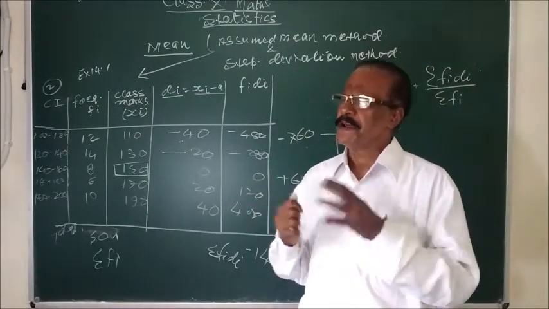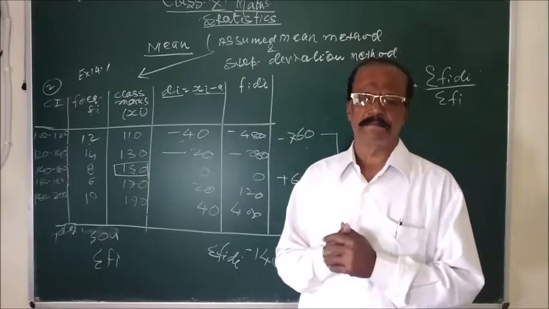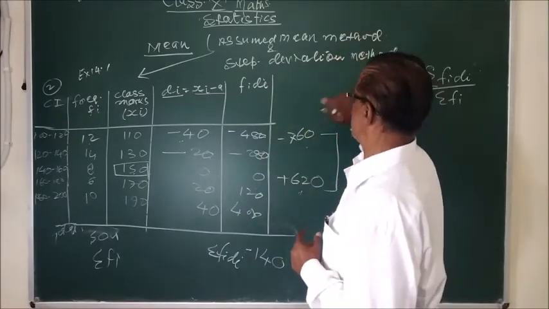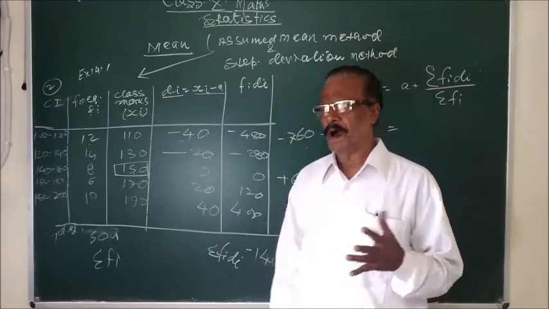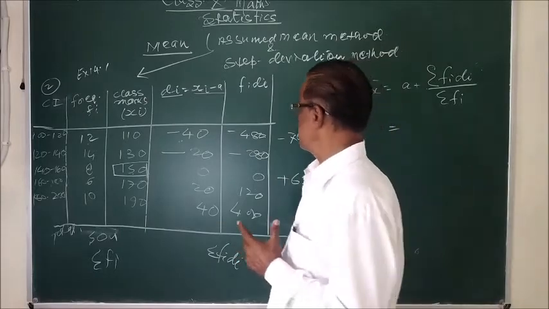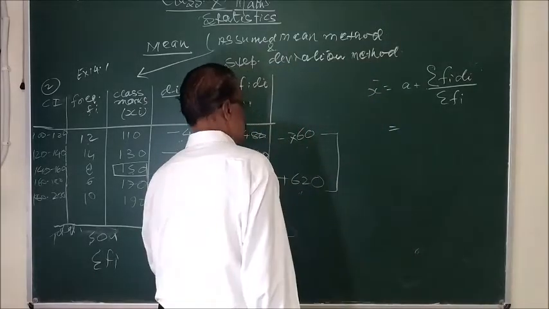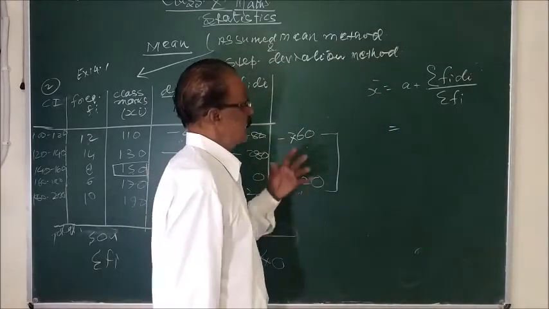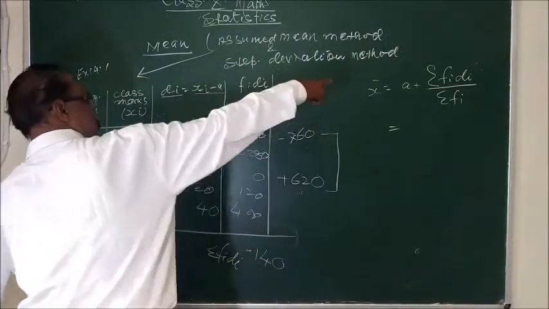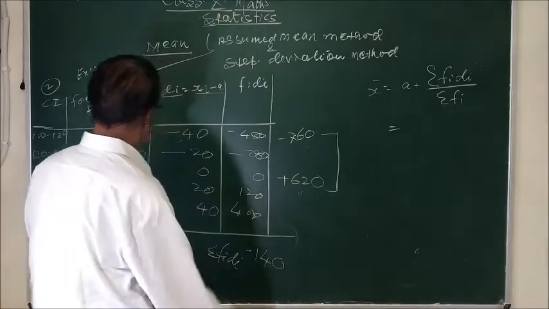And for larger observations, these two methods, assumed mean method and step deviation, are useful and appropriate, because larger numbers are reduced to smaller ones, and it is very easy to solve. So now you will try to solve by putting these values.